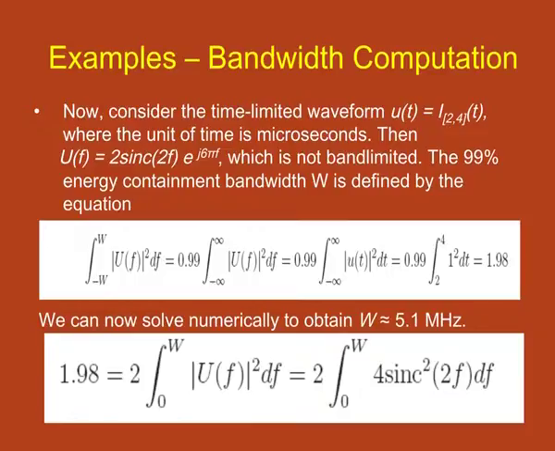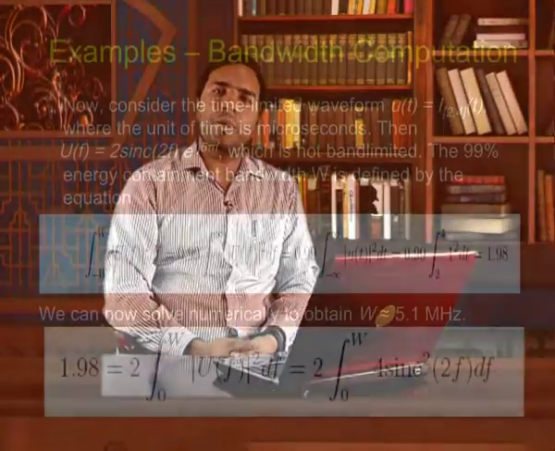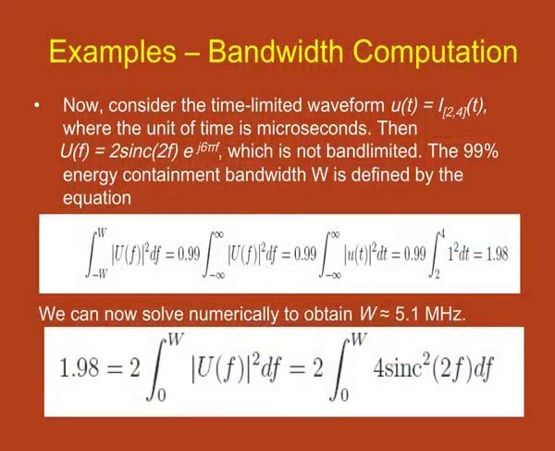And by solving simple equations, we can see that for a signal which occupies a band in time from 2 to 4 microseconds, the signal bandwidth turns out to be approximately 5.1 megahertz. If we want to reduce this fraction of energy, let us say to 95%, the bandwidth would be smaller than 5 megahertz, and if we want a higher fraction of the energy like 99.5%, the signal bandwidth would be much higher as compared to 5 megahertz. We can define bandwidth meaningfully only if we define the fraction of energy we are interested in.